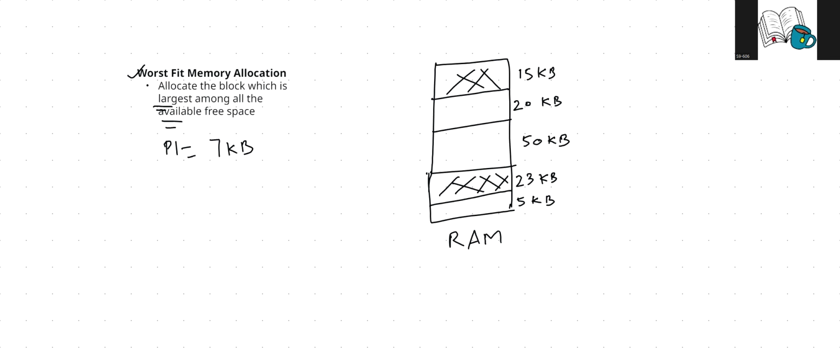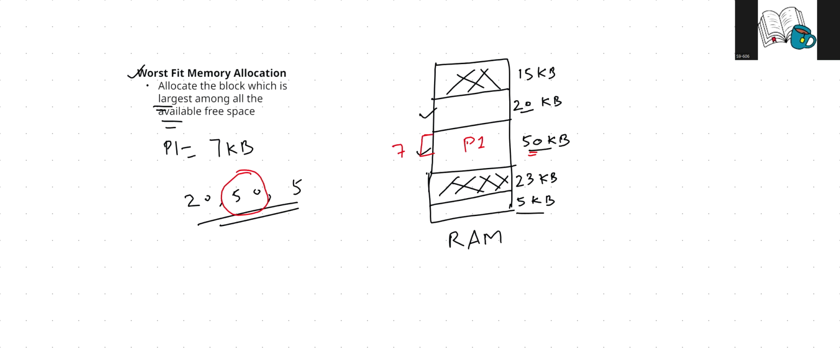The first one is of 20 KB size, the second one is of 50 KB size, and the third one is of 5 KB size. Out of all these free spaces available, that is 20, 50, and 5 KB, the operating system will choose the one which is the largest among all the free spaces. So in the worst fit memory allocation method, the operating system will allocate process P1 in the block which has a memory availability of 50 KB. You can very well see here that even if the requirement is only 7 KB, the entire block will be utilized.